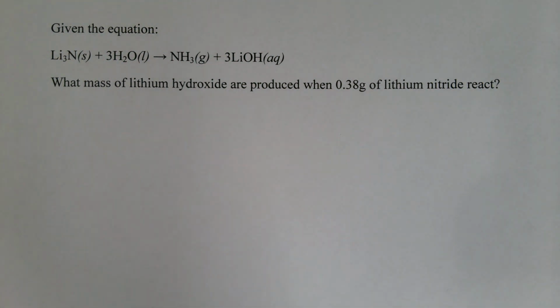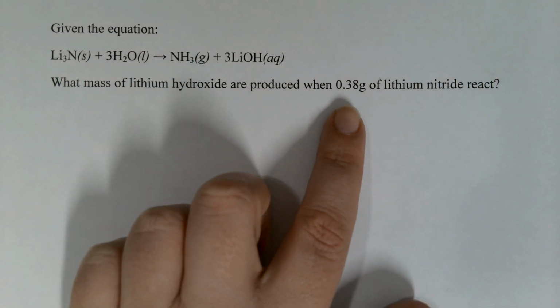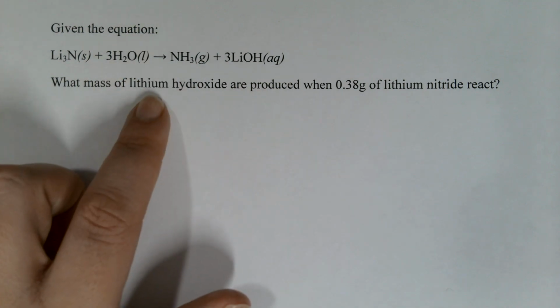Hi, I would like to do 2 examples of stoichiometry with 3 steps. So the first one, as you can see here, given the equation, lithium nitride plus water yields ammonia and lithium hydroxide. So we want to find if we are going to react 0.38 grams of lithium nitride, how much lithium hydroxide will we get? So this requires 3 steps.